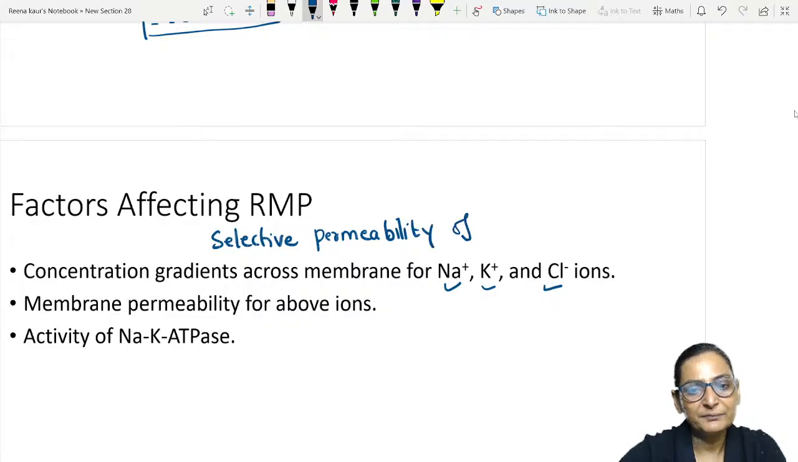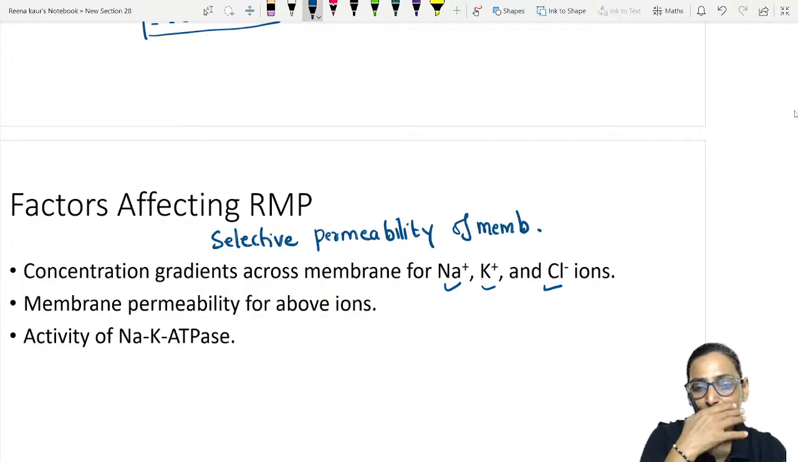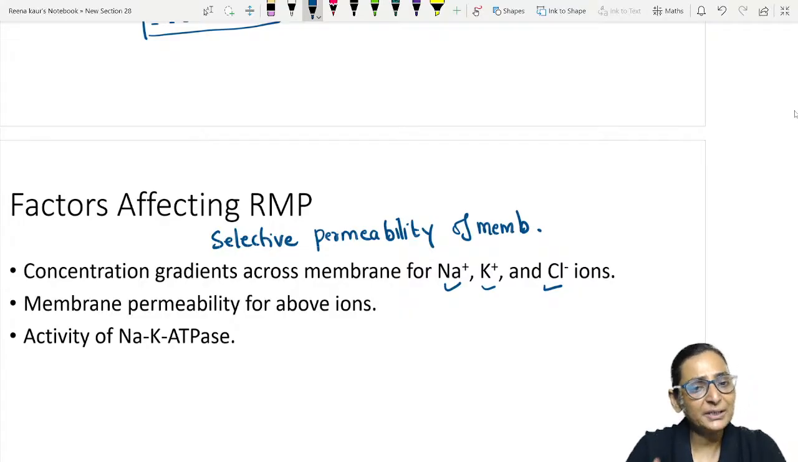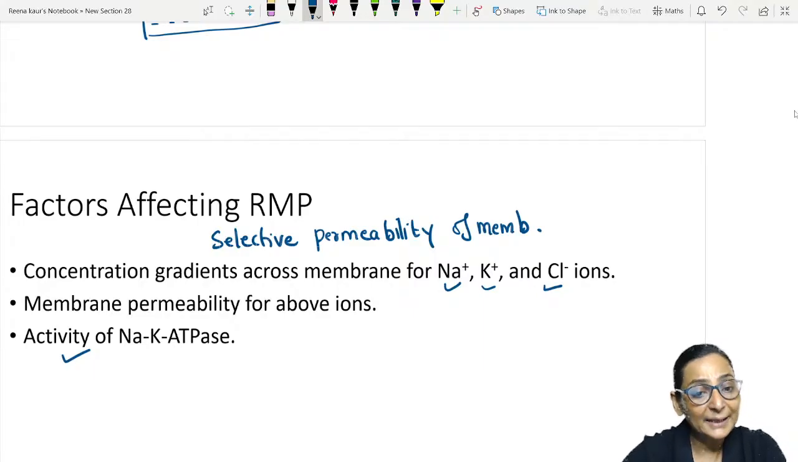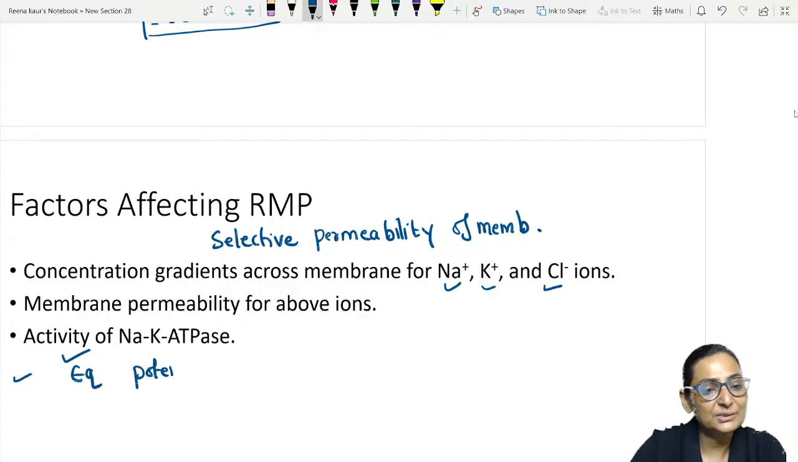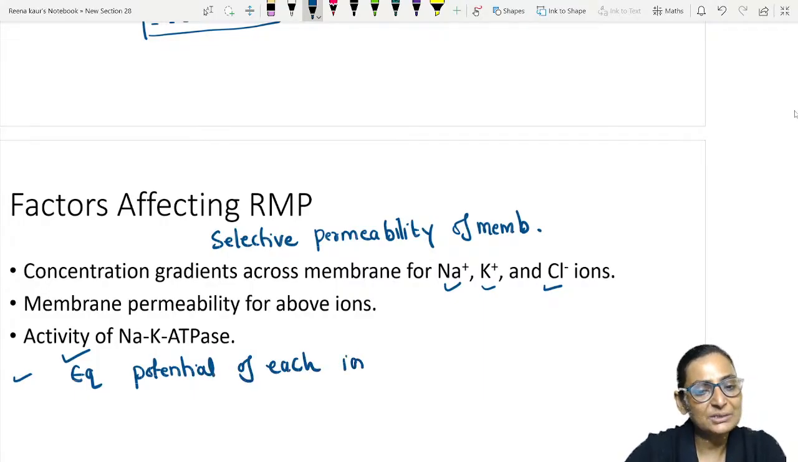Okay, selective permeability of the membrane. The membrane is not permeable to each and every ion at rest. There is a difference in the permeability. Because of this difference, the concentration gradients of the ions differ in the ECF and in the ICF. Then you also have to know the role of the sodium potassium pump. Then you have to know how the equilibrium potential of each ion is generated. This equilibrium potential of each ion is called the Nernst potential.